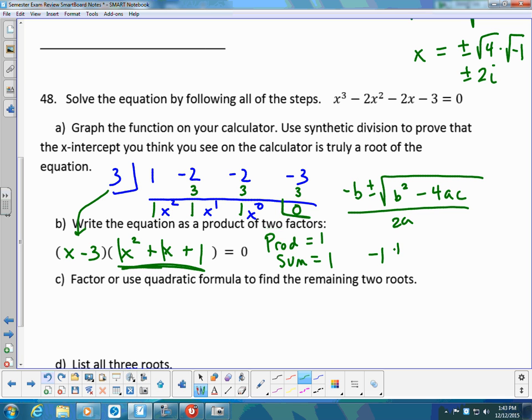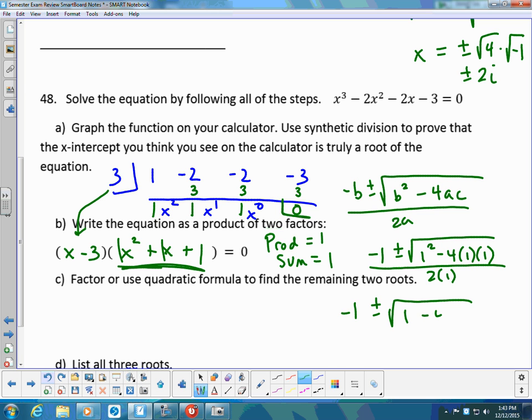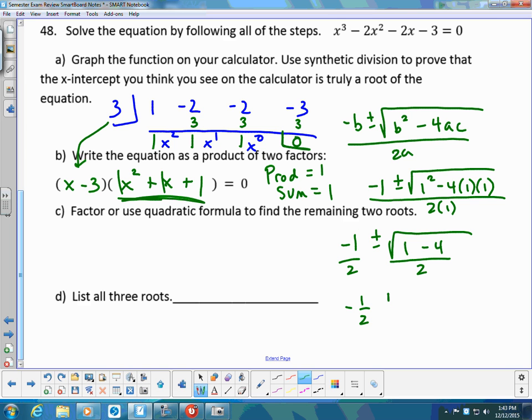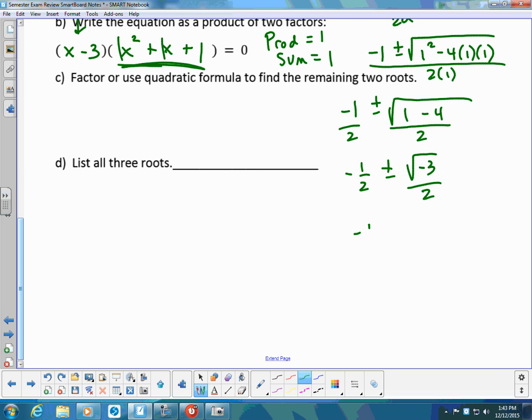So I get negative 1 plus or minus the square root of 1 squared minus 4 times 1 times 1, all over 2 times 1. I'm getting negative 1 plus or minus the square root of 1 minus 4, over 2. So I'm going to put each one of these over 2, and I get negative 1/2 plus or minus the square root of negative 3 over 2, which means I'm going to have negative 1/2 plus or minus i radical 3 over 2.